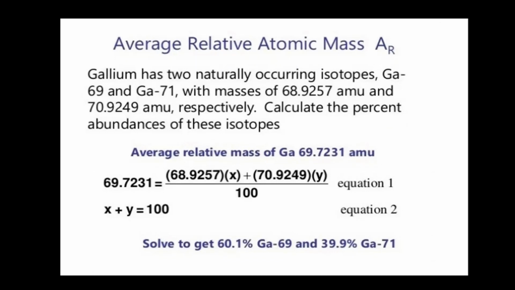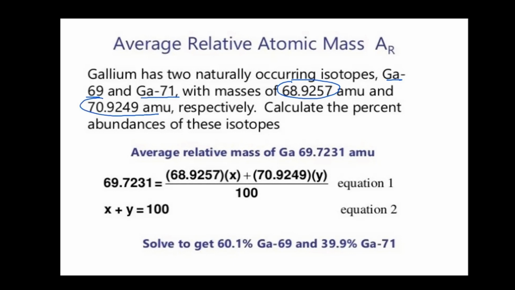Gallium has two naturally occurring isotopes. We have gallium 69, that's one isotope of gallium, and another one is gallium 71, with the masses of 68.9257 AMU and 70.9249 AMU respectively. You need to calculate the percentage abundance of these isotopes. So what they have given you here is the Ar, the relative atomic mass, of the different isotopes, right?